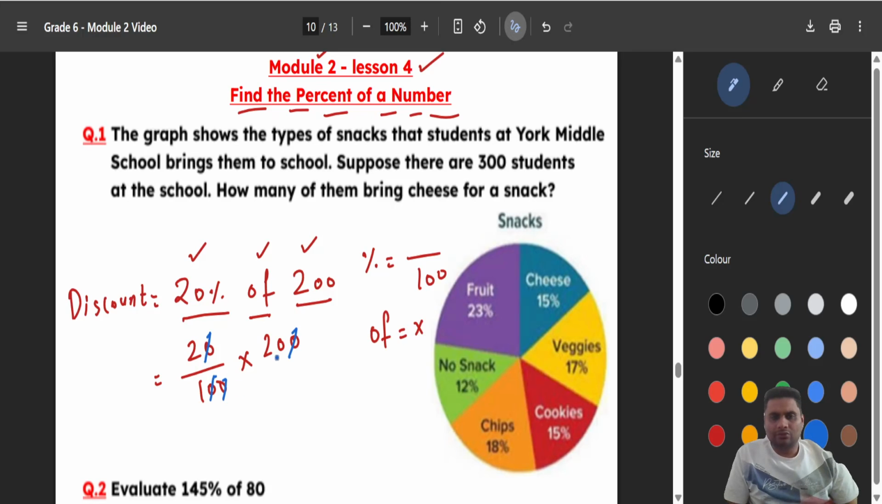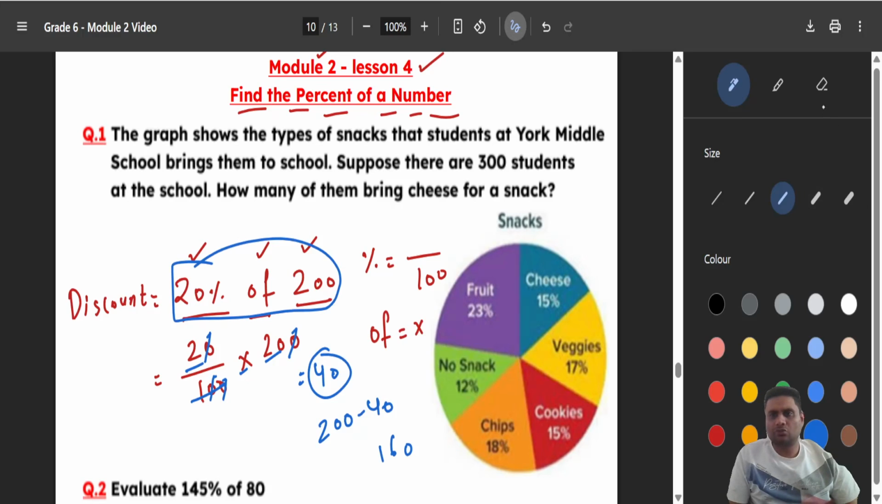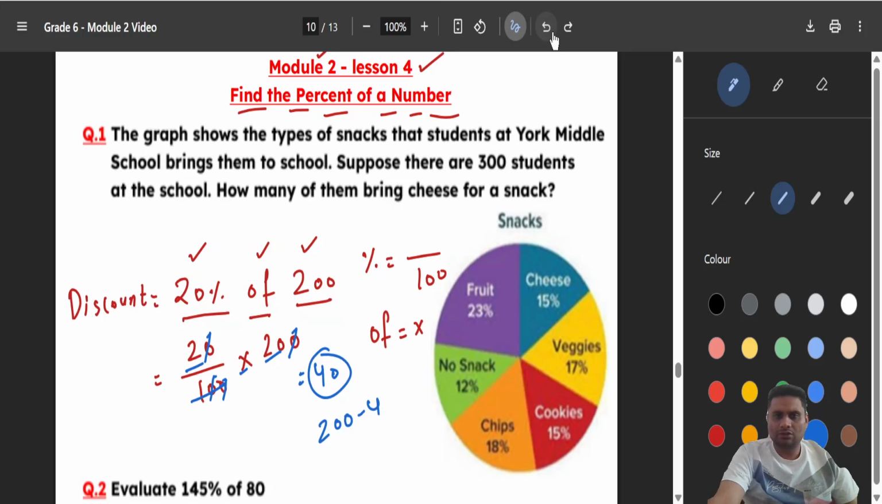So what is left now? This is gone, finished. 2 times 20, 2 times 20 is 40. So the discount was 40 dirhams. How much will I pay? 200 minus 40, 160 dirhams. So this is how we find the percent of a number. Let us do some questions and try to learn it better.